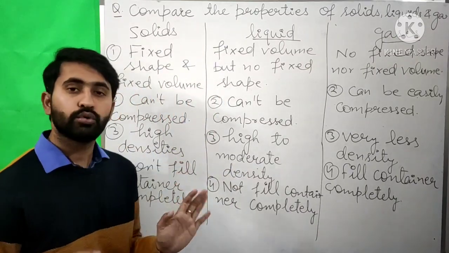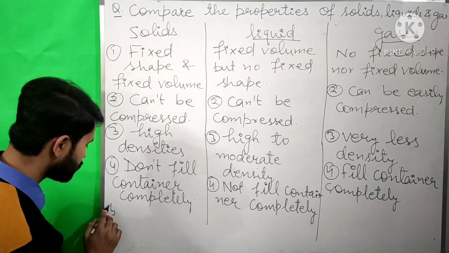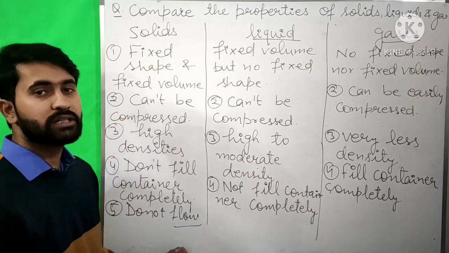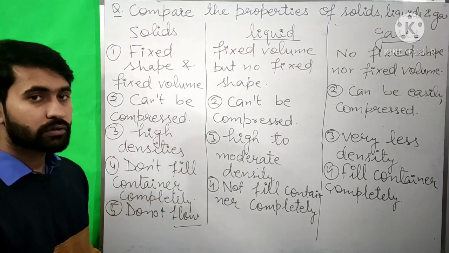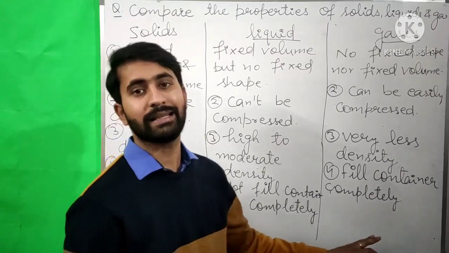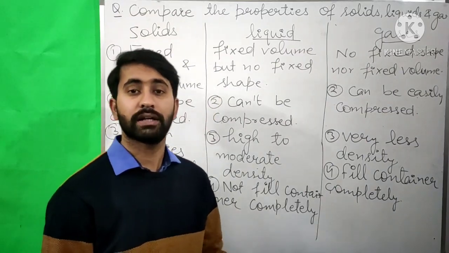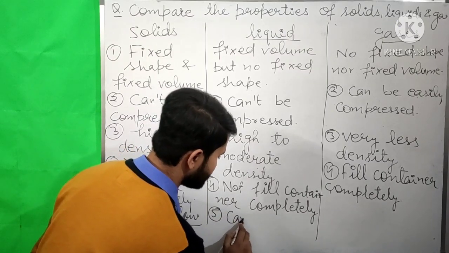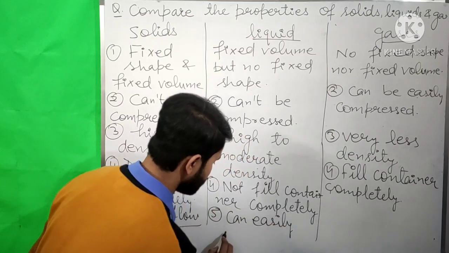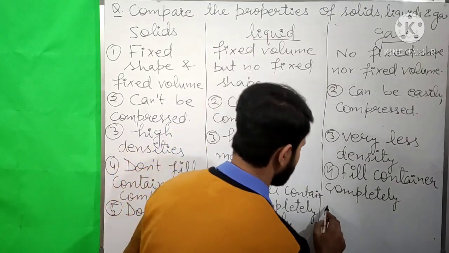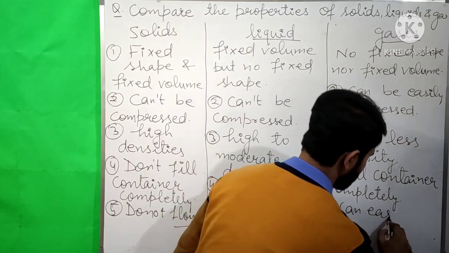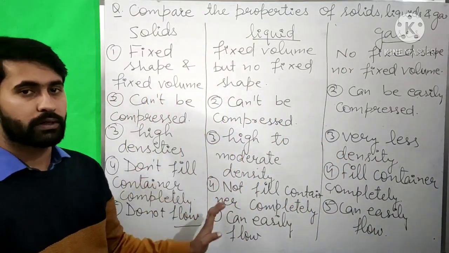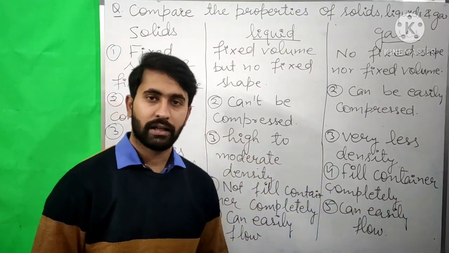Now, solids do not flow, or we can say they are the rigid form of matter. Rigid means that they cannot flow, whereas liquids and gases can easily flow. That's why they are also known as the fluid form of matter. So they can easily flow. Now gases can easily flow. So these are the properties of solids, liquids and gases.